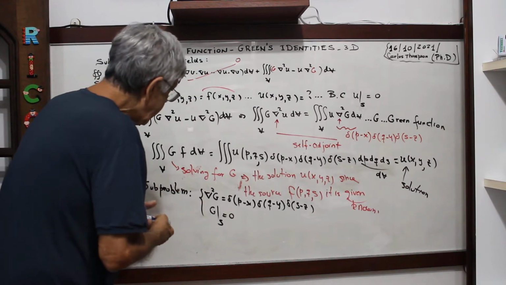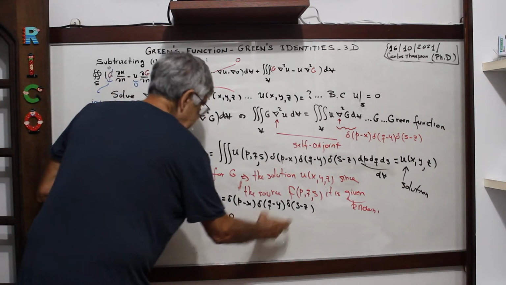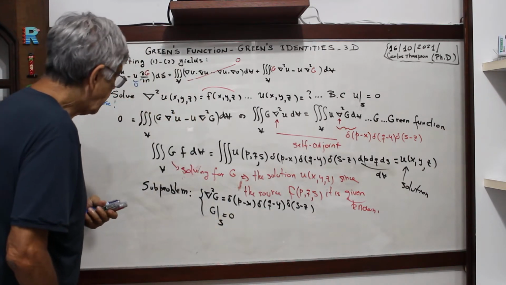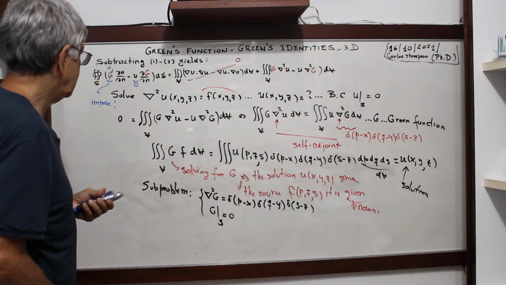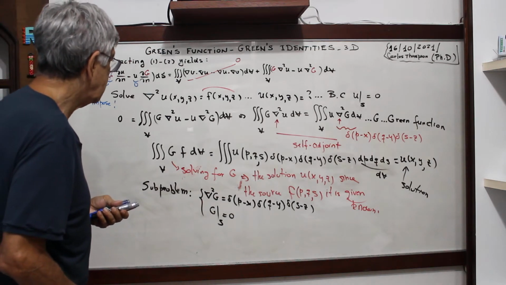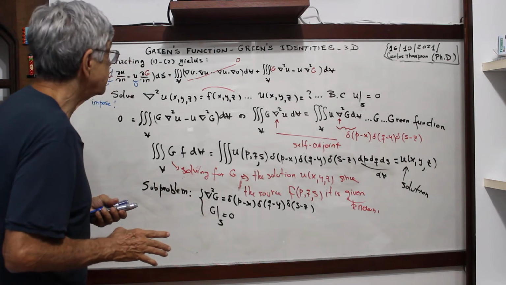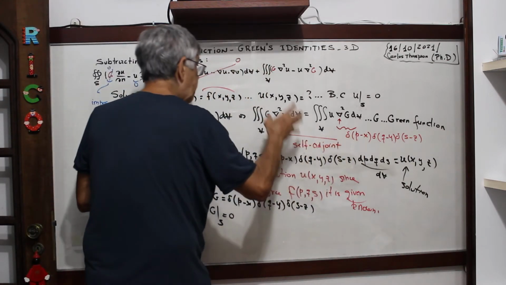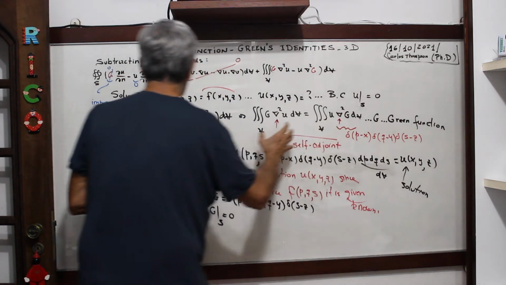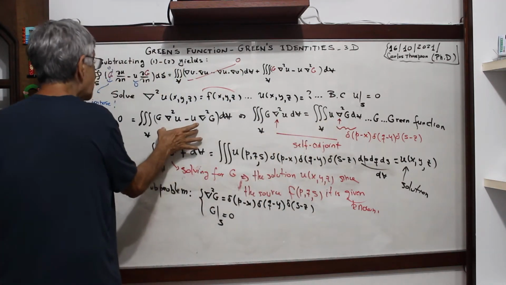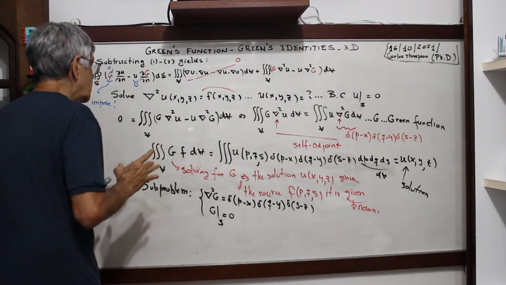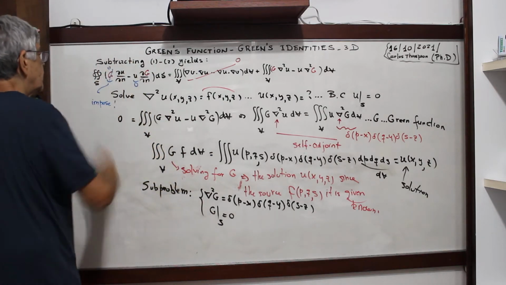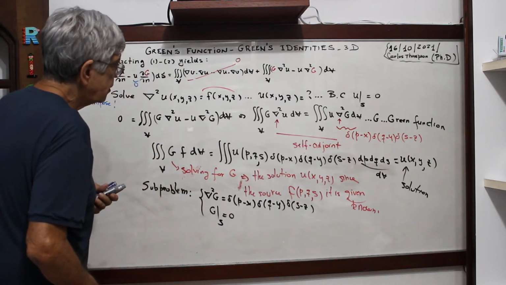Why do I use this delta of Dirac? And that's very, very interesting, because this operator here, to be formally self-adjoint, the left-hand side is 0. As I mentioned before.